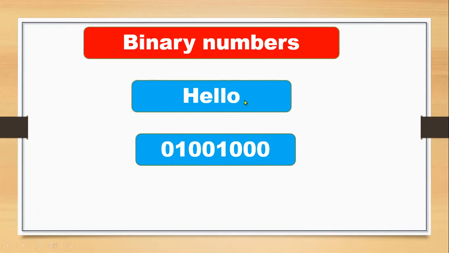This is an example in your book, the word hello. We learned how to change alphabets to the computer language, binary numbers 0 and 1. We will learn in the next few lessons, after 3 to 4 lessons, how to convert decimal to binary and binary to decimal.